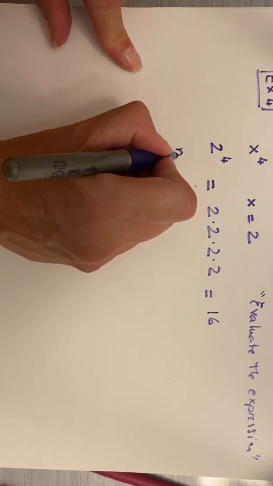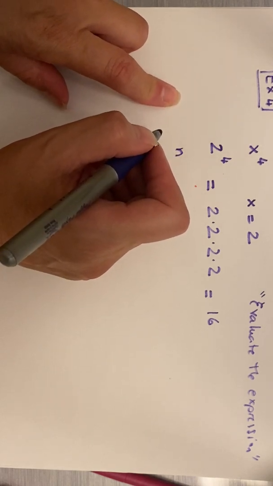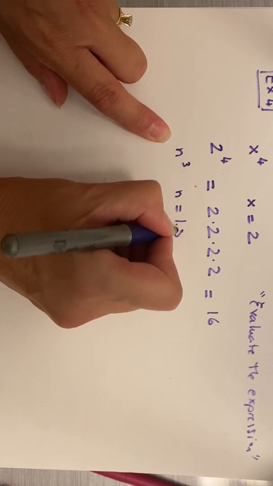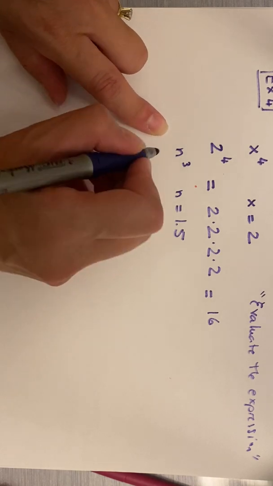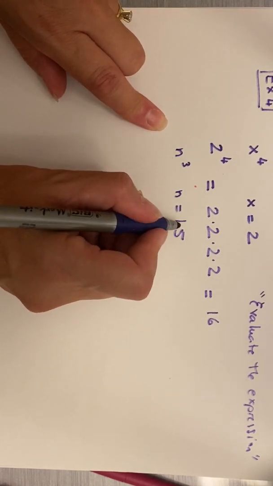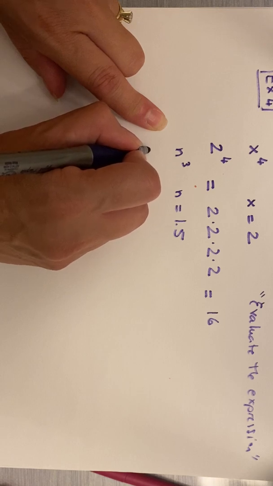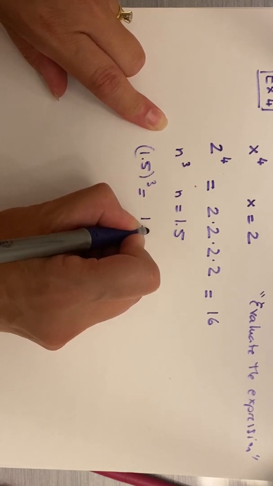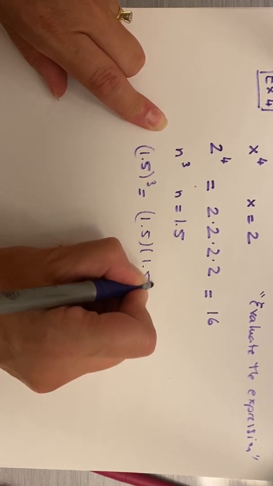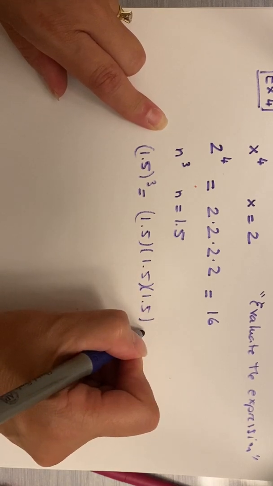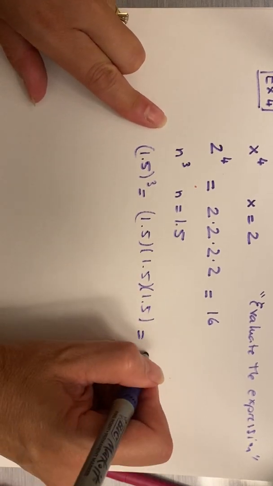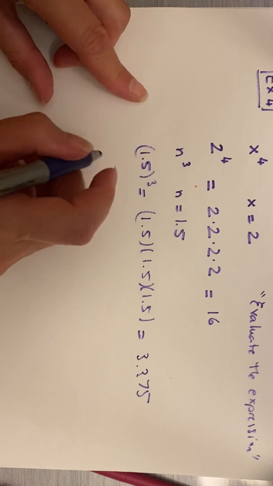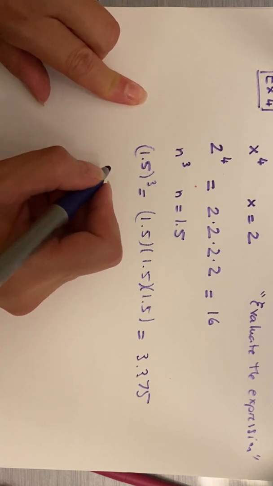Again, this doesn't always have to be a nice round number. Sometimes you're going to have a fraction, or sometimes you're going to have a decimal. n cubed, what if n is 1.5? Well, if that's the case, then we're going to substitute 1.5 in for n. So 1.5 to the third power, or cubed, is 1.5 times 1.5 times 1.5. And if I calculate that, and you can use a calculator, it is 3.375.